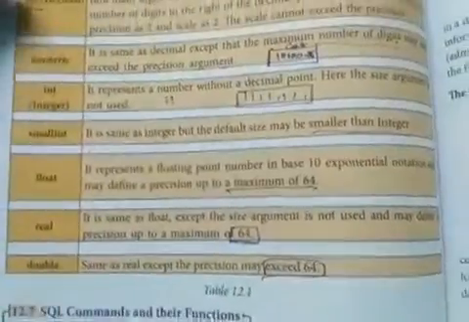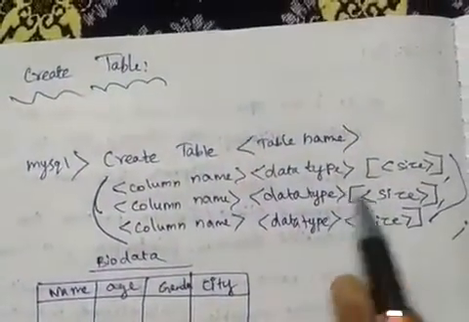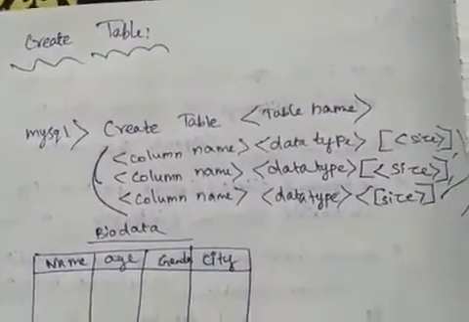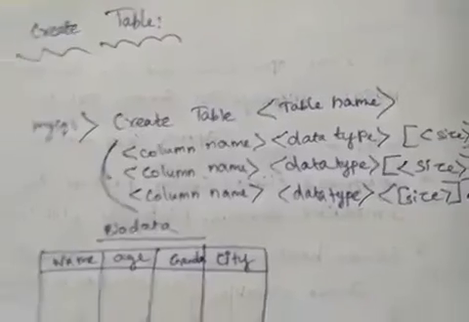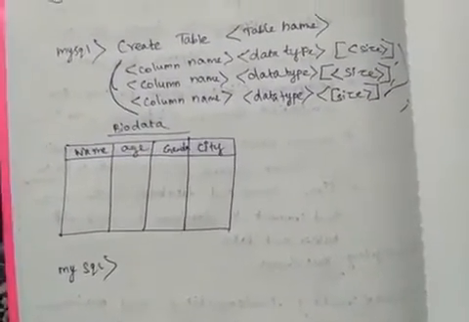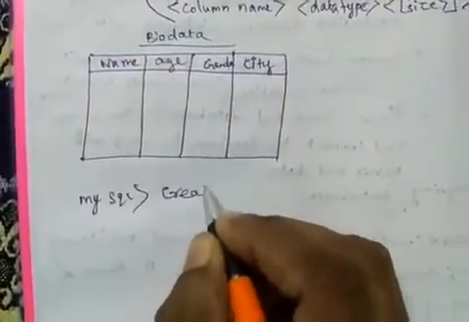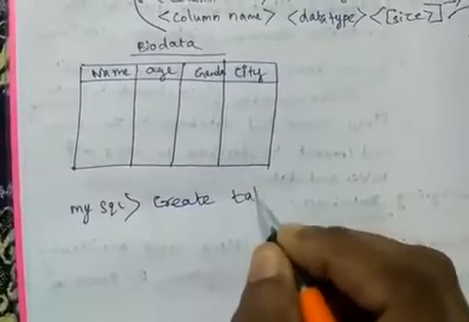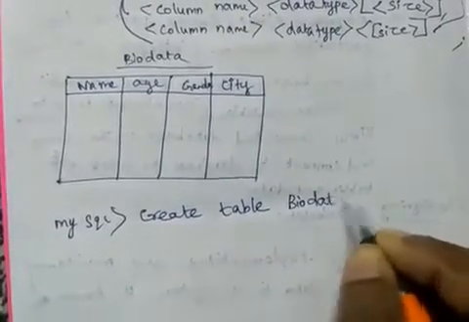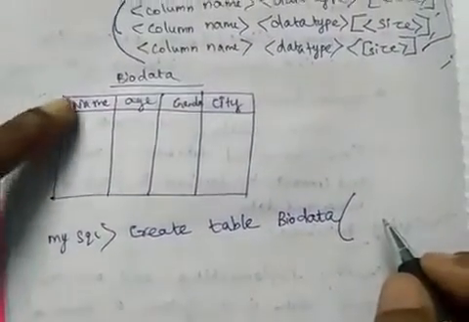These are all the data types, and while creating a column we have to specify the data type and the size also, how many letters are to be entered. Here I am going to create one table named biodata. Shall we create the table? What is the command used to create a table? Create table. What is the table name? Biodata. Then parentheses. What is the first column? Name.